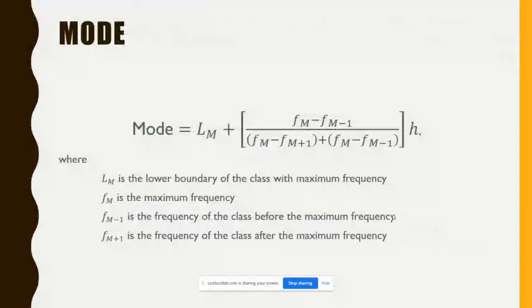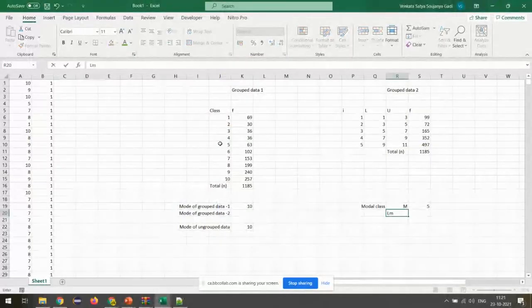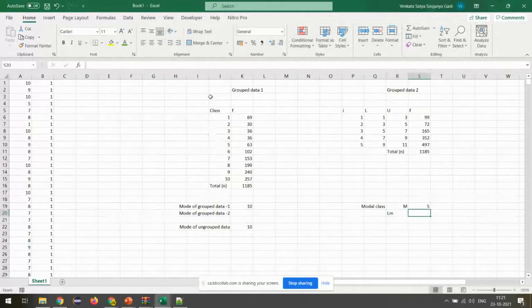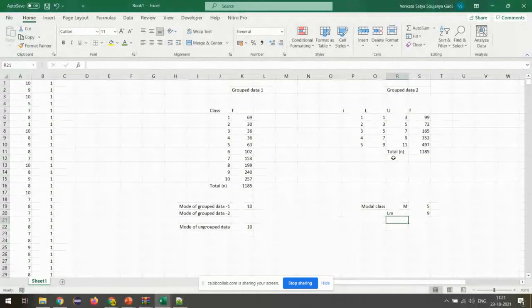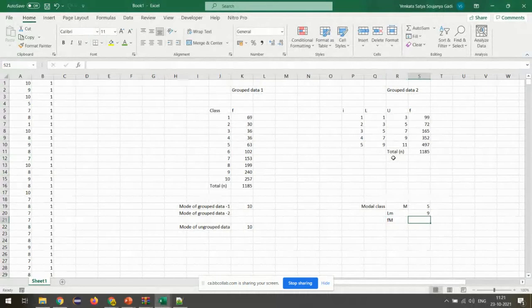So what information do we need? The lower limit of the modal class is 9. Another one, we want the frequency of the modal class. The frequency of the modal class is 497.